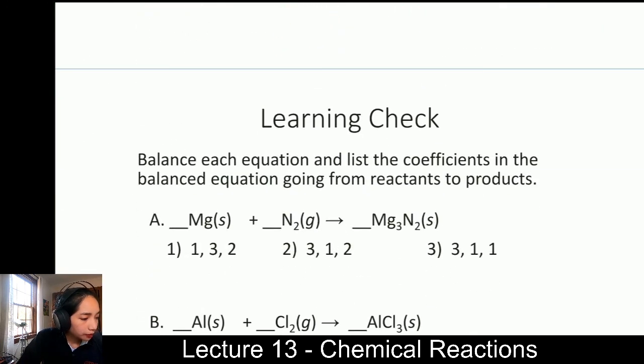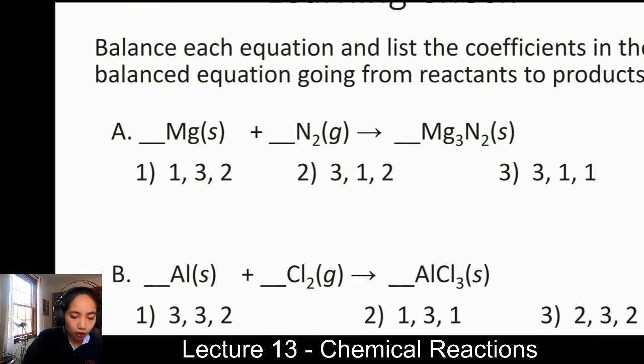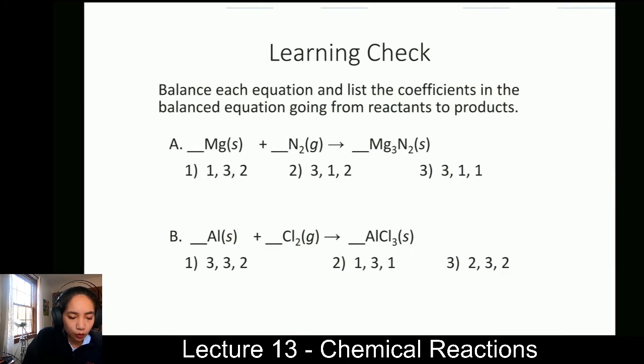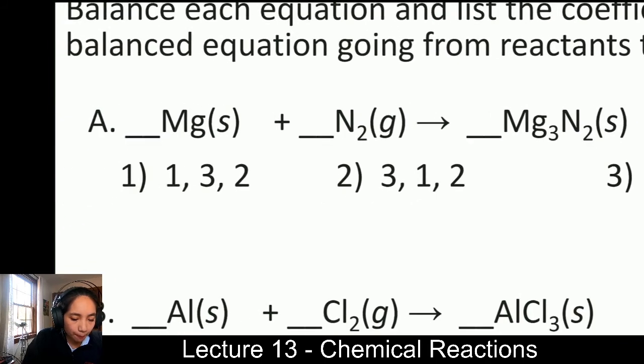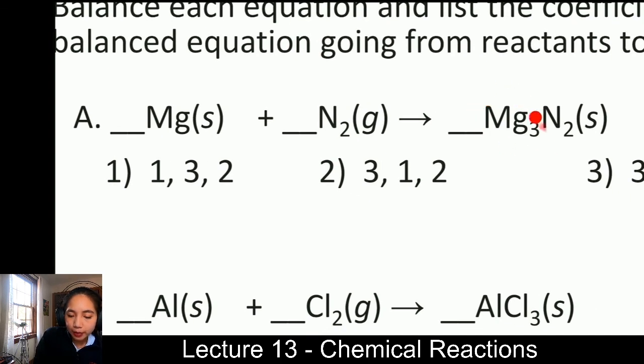Okay. So the last kind of question we'll work on in this video. So I think we just want to balance these reactions. So let's look at this first one. Again, I usually just work left to right. So I'll start with magnesium first. So I see there's 1 magnesium on the reactant side. On the other side of the arrow, there are 3 magnesiums in this chemical formula. So I'm going to put a 3 in front of magnesium to make my magnesiums balanced.